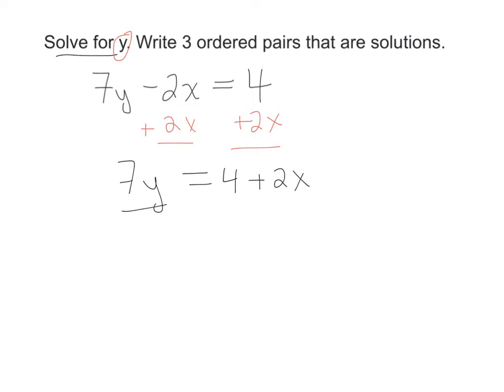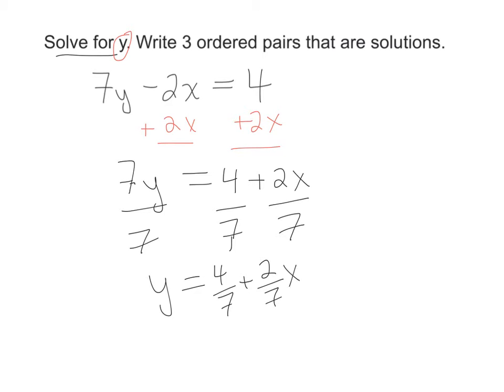Next, I'll divide everything by 7 to get the y by itself. This 7 and y are attached by multiplication, so I divide by 7 to get rid of that. When you multiply or divide both sides by a number, you must do so to every term. And when doing that, we get y equals 4/7 plus 2/7 x. And if you wanted to write it in the more familiar slope-intercept form, you would have y equals 2/7 x plus 4/7.